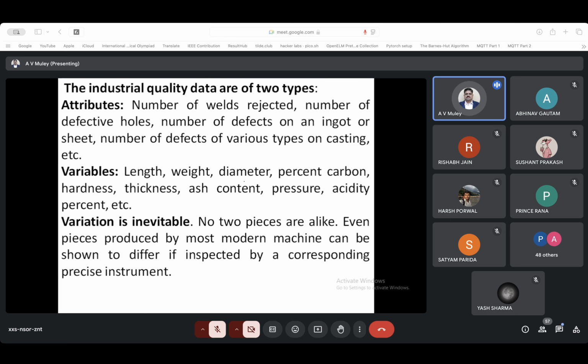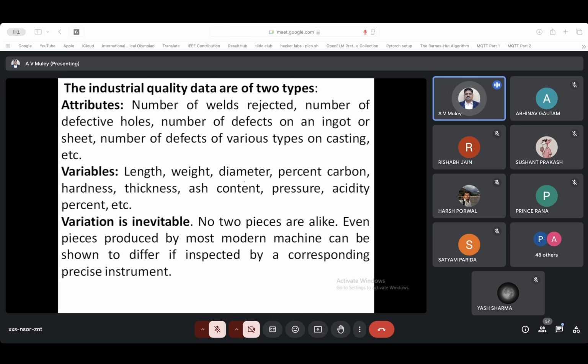The industrial quality data are of two types. अब इसमें जो मैंने पहले बताया था, दो तरह के डेटा आपके पास है. एट्रीब्यूट, ठीक है ना. एट्रीब्यूट में जैसे नंबर ऑफ वेल रिजेक्टेड, नंबर ऑफ डिफेक्टिव होल, नंबर ऑफ डिफेक्ट ऑन एन इनगोट और शीट, और नंबर ऑफ डिफेक्ट ऑफ वेरियस टाइप ऑन द कास्टिंग. तो ये दिस लीड्स टू फॉर एग्जांपल एक्सेप्टेंस ऑफ द रिएक्शन. तो इसको बोलते हैं डेटा, दैट इज कॉल्ड एज एट्रीब्यूट. और वेरिएबल में जिसमें हम एक्चुअली मेजर करेंगे, दैट इज लेंथ, वेट, डायमीटर, carbon percentage, hardness, thickness, ash content in terms of percentage, pressure in terms of say Newton per mm square or bar, etc. Then acidity percent, etc. जैसे मान लो वो होता है acidity reducer वगैरह.